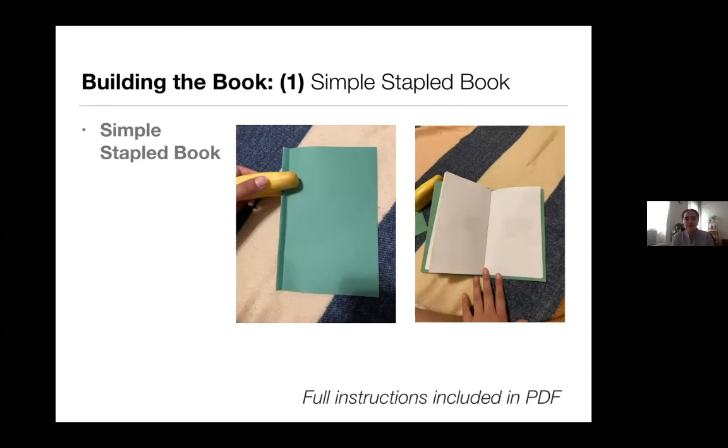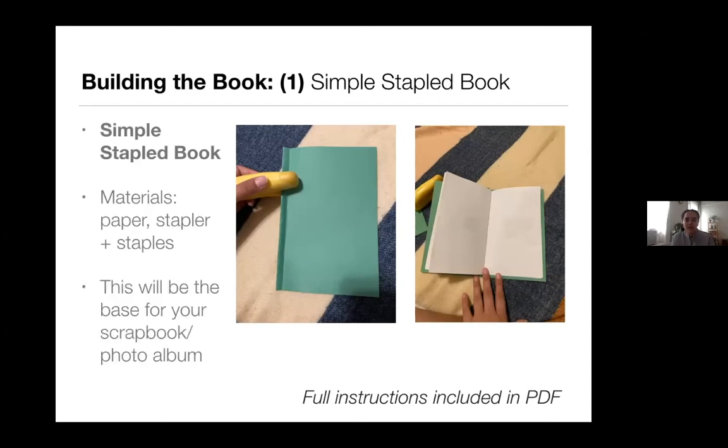So this is truly the simplest book you could make. You may have already made this book before. You may have imagined that you would make this book before, because it is very simple. If you have a stapler and paper, you can make this one. Truly doesn't get any simpler than this.